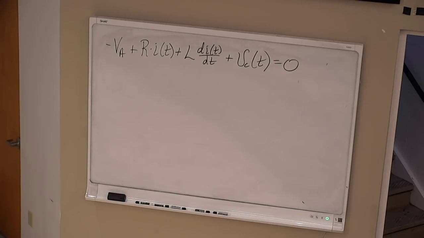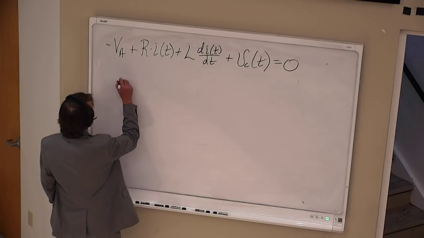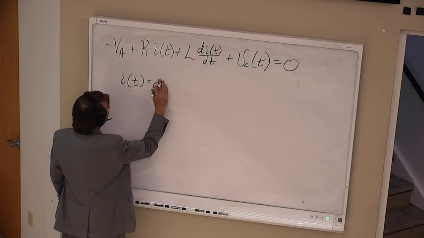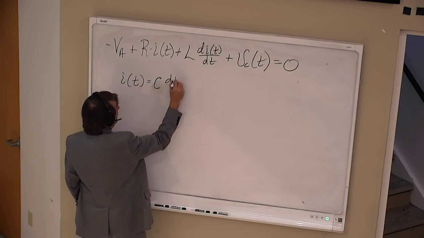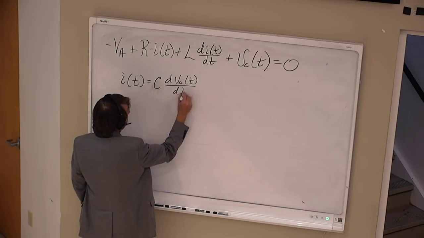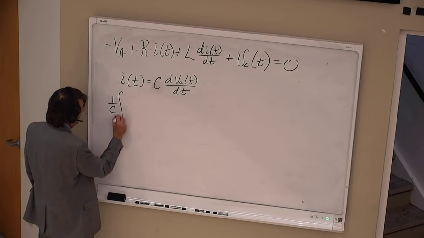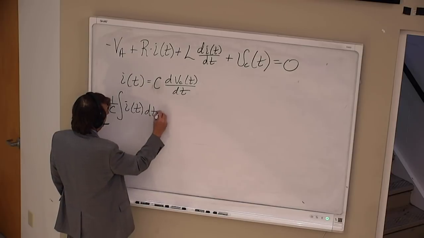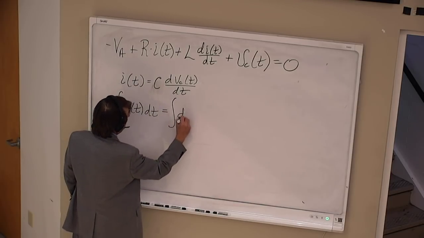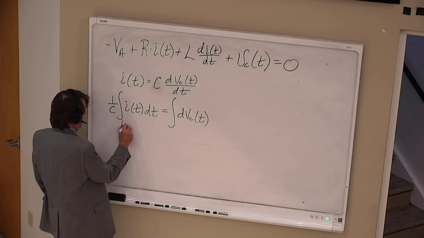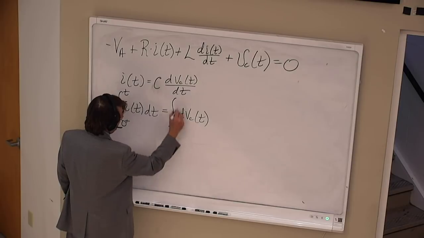Okay. What I want is an expression that says v sub c equals something, and that something has I in it. What can I do? What do I do? Anyone remember? All right. I equals C dV/dt. Okay. What I get is 1 over C, I of t dt equals dV sub c of t integrated from 0 plus to t, integrated from 0 plus to t.